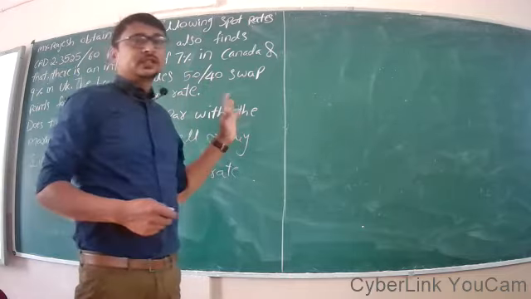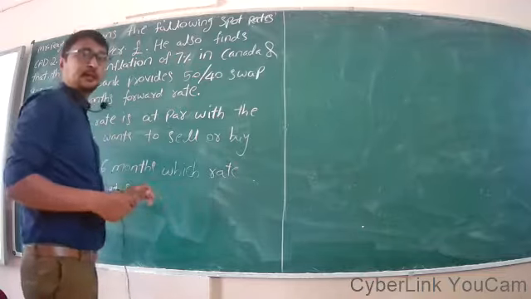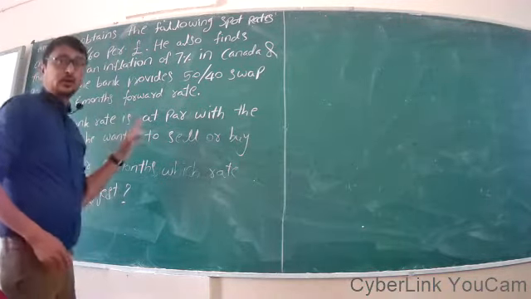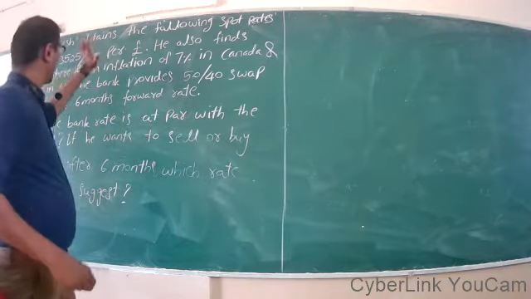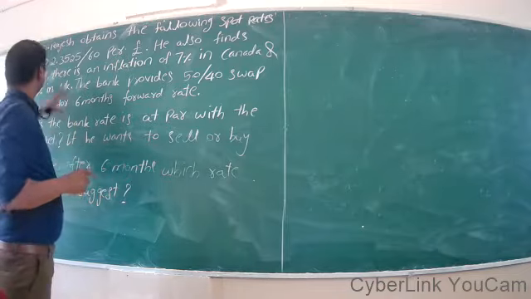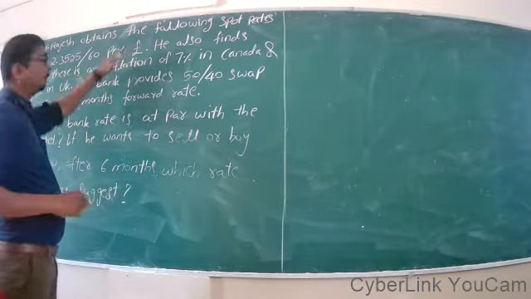A similar type of question was asked in the 2018 SEM exam question paper. Mr. So and so obtains the following spot rates. In the given problem, they have given the spot rate, and the foreign exchange rate is between the Canadian dollar and the sterling pound.